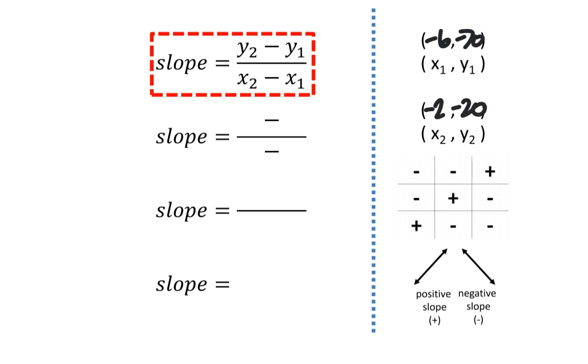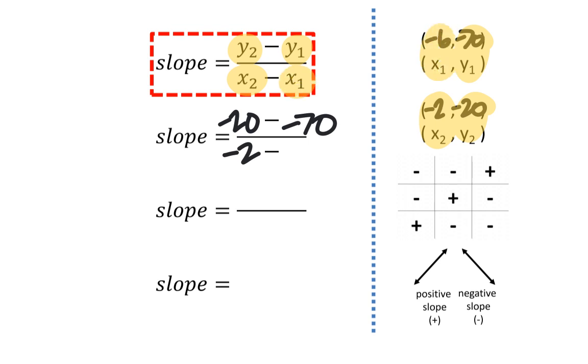I'm going to use this new equation to find our slope, which means I'm going to replace y2 with the number -20. Next, I'm going to replace y1 with the number -70. Next, I'm going to replace x2 with the number -2. And finally, I'm going to replace x1 with the number -6.